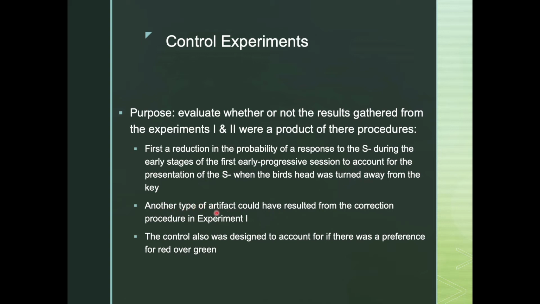Then he thought perhaps another artifact could have resulted from the fact that there was a correction procedure. We didn't really talk about the correction procedure, but for the purposes of what we're trying to get out of this article, that's not really relevant. And that the control was designed to account for assumed preference of red versus green. So essentially, rather than S plus being red and S minus being green, he switched the discrimination.